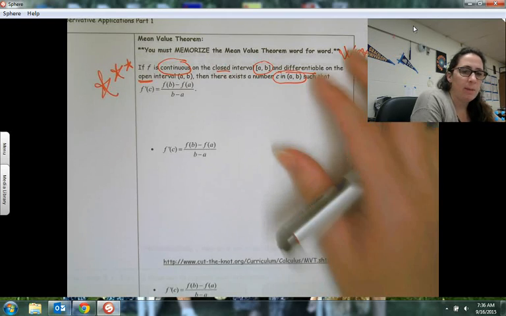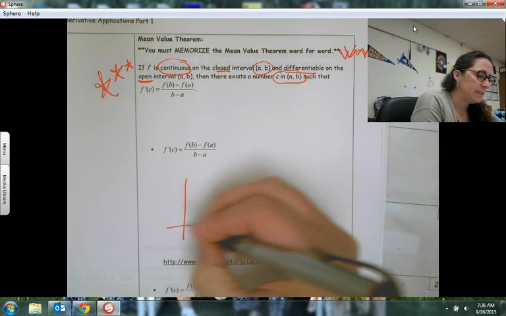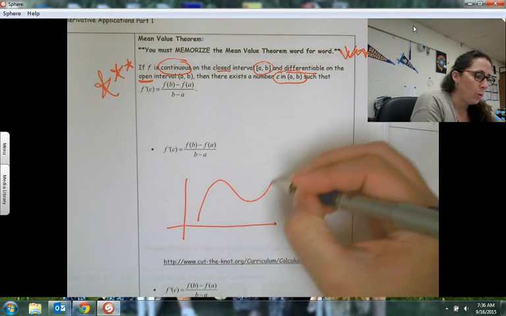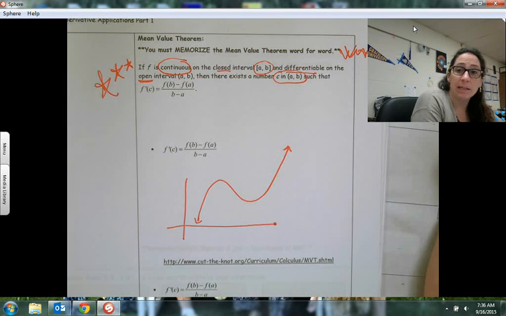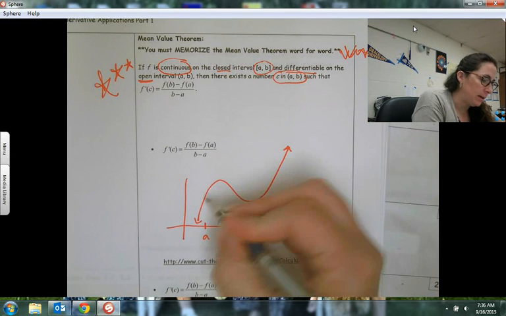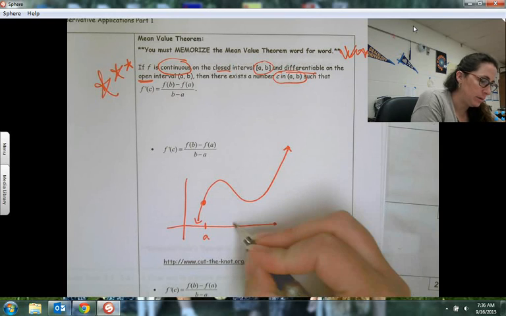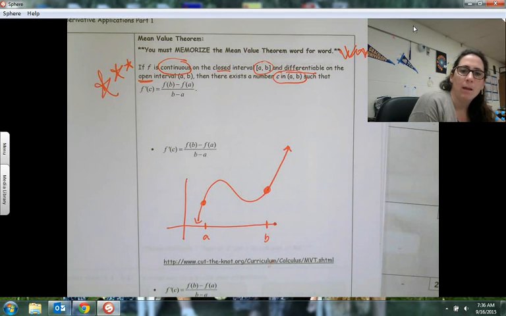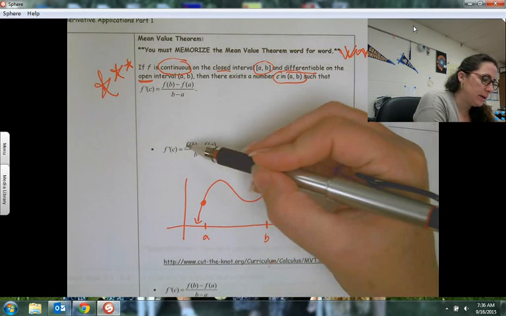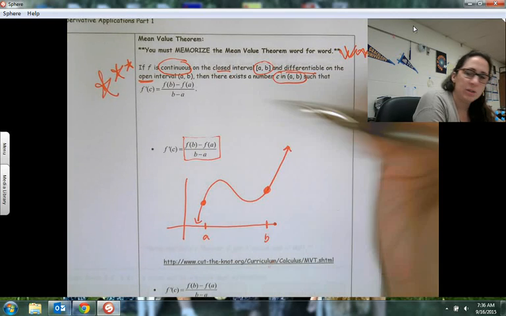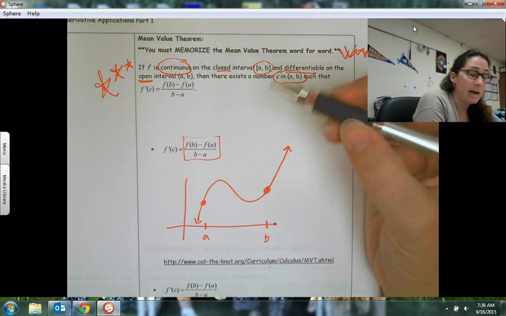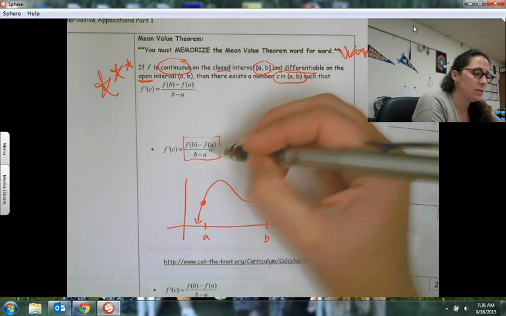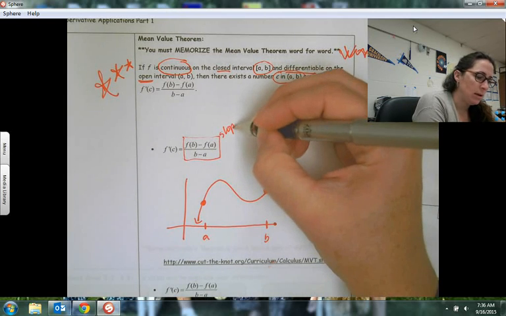So let's talk about that a little bit. Let's see some different graphs. It has to be continuous and differentiable, and it has to be on a closed interval, so maybe like this, A to B. So this right here, that's just our average velocity. Sorry, not average value, average velocity. So this is just the slope of the secant line.